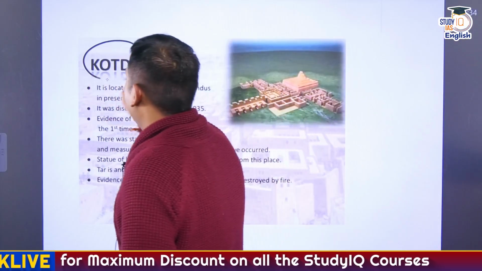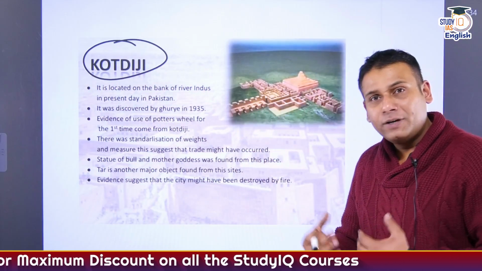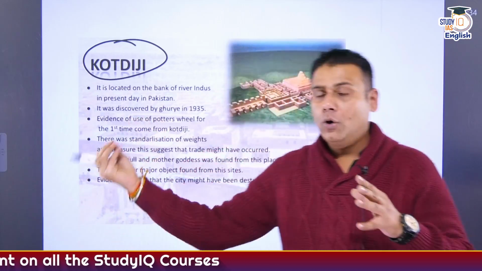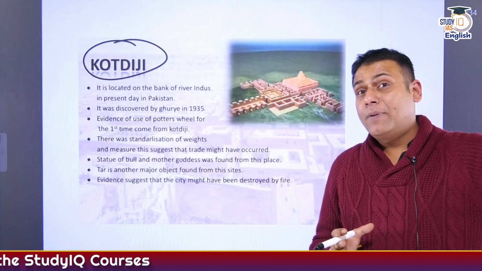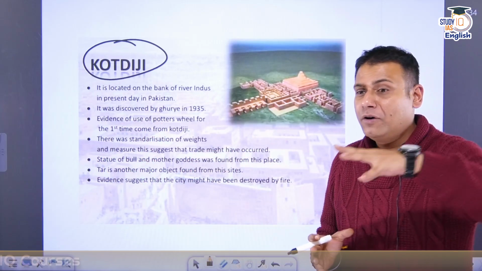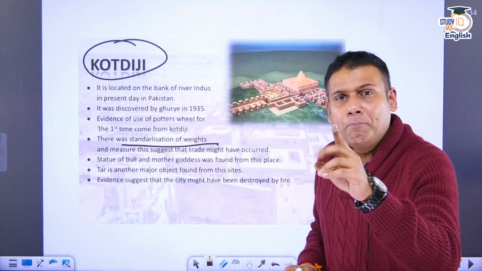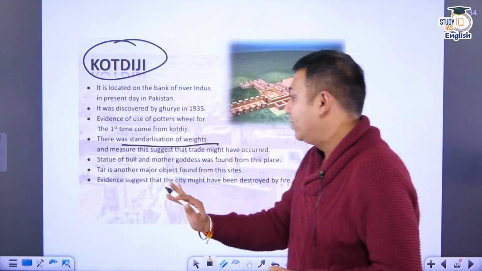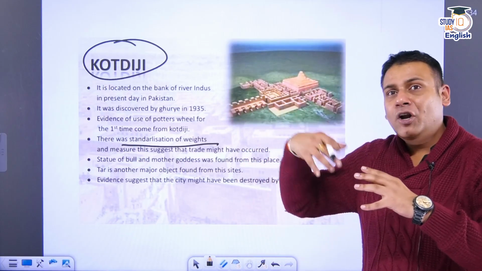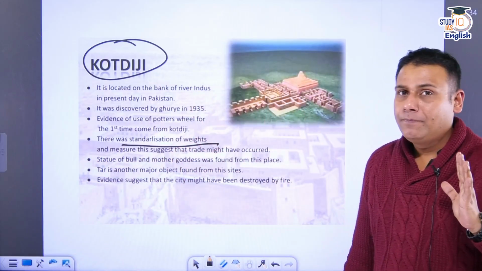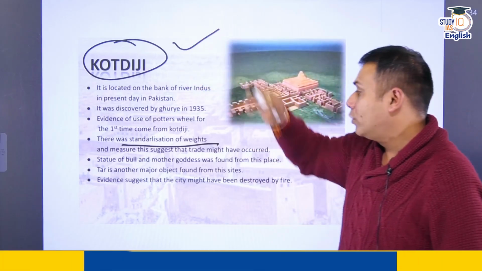Kot Diji. Another important site. Kot Diji is a site located on the banks of river Indus in the present-day region of Pakistan. Now, what are the important findings from the site of Kot Diji? Standardized system of weights and measures have been found here. For the first time, potter's wheel has been observed at the site of Kot Diji. Statue of bull and mother goddess have been found from the site of Kot Diji. And the statue of mother goddess is also referred to as Saptamatrika. Okay? I repeat, Saptamatrika has been observed at the site of Kot Diji.